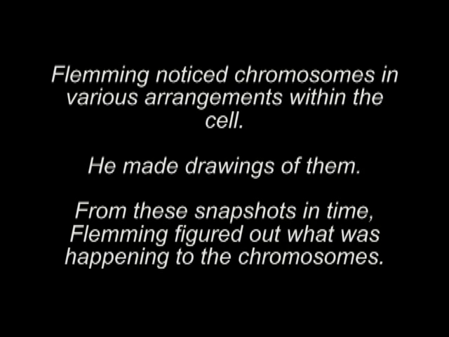So Walter Fleming noticed chromosomes in various arrangements within the cell. He made careful drawings of them, and from these drawings he was able to put together the possible sequence of events happening within the cell.